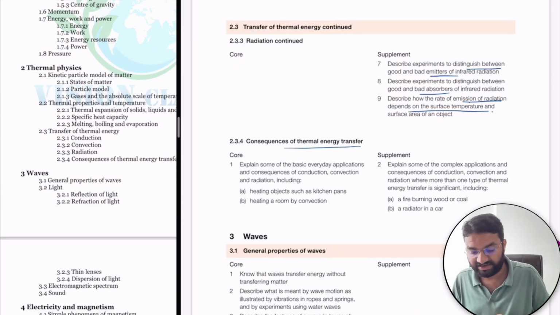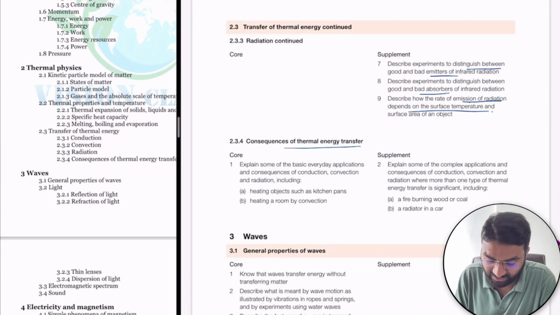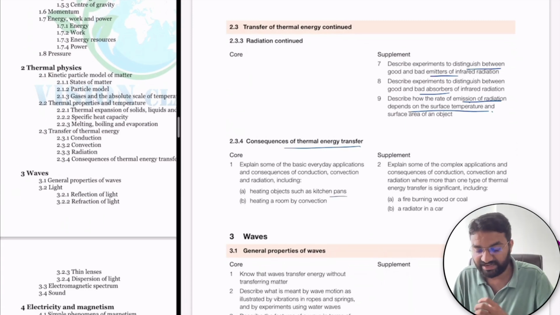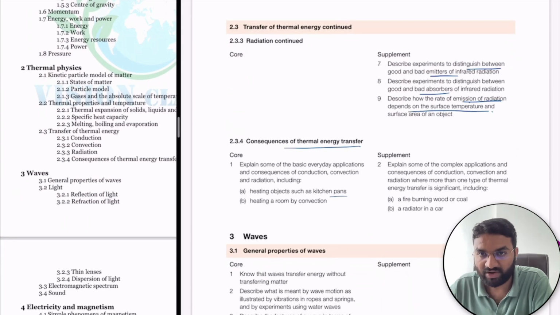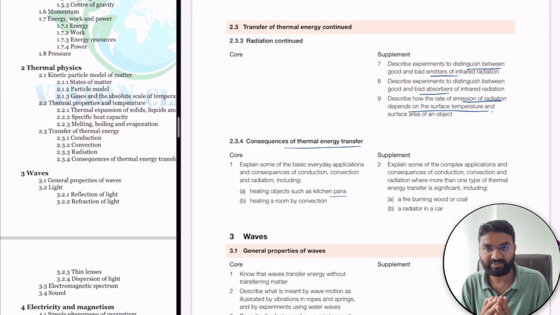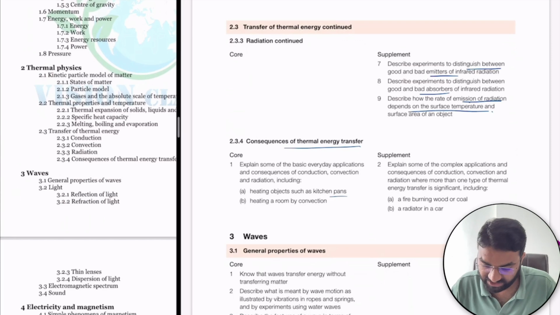Consequences of thermal energy transfer. The heat of objects such as kitchen pans, then heating a room by convection. Then extended students have to understand thermal energy transfer in case of fire burning wood or coal, and radiators in the car. These are applications they have to understand.